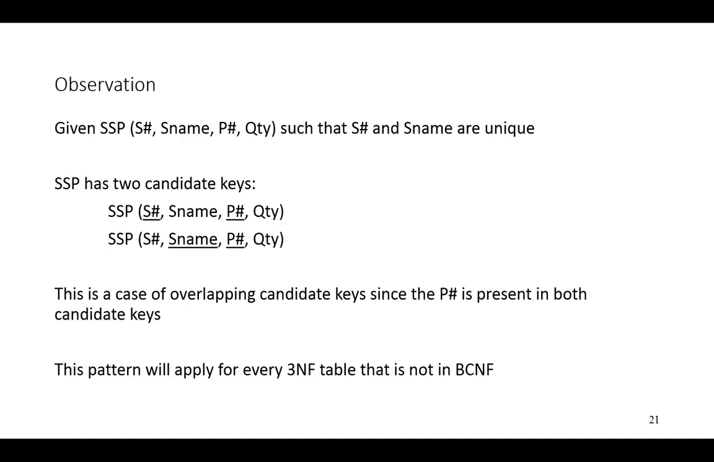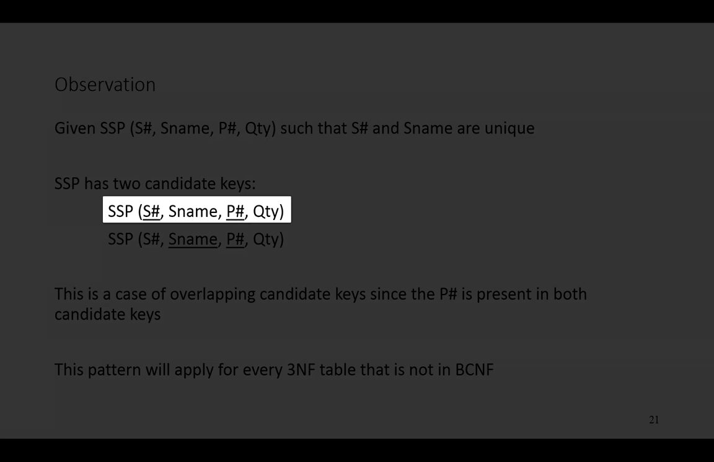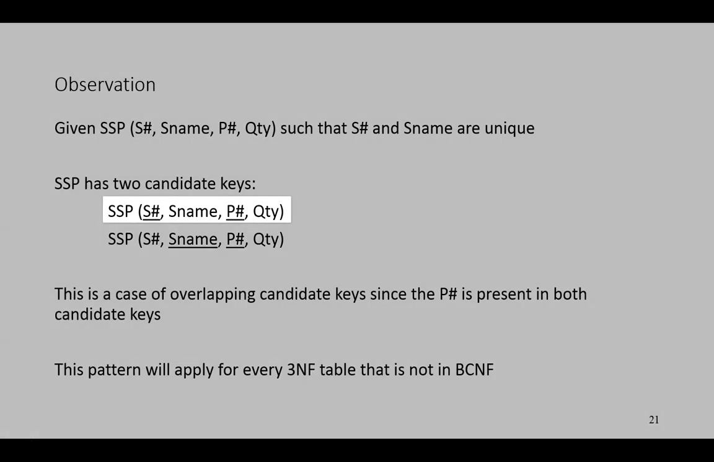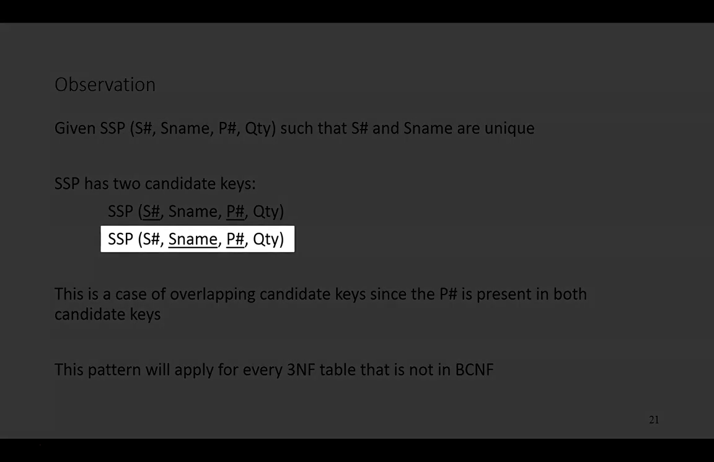Some final thoughts regarding relation SSP. Given that SSP consists of S number, S name, P number, and quantity, such that S number and S name are both unique, SSP then has two candidate keys. S number and P number could serve as a primary key. S name and P number could serve as a primary key. This is a case of overlapping candidate keys, since P number is present in both candidate keys.